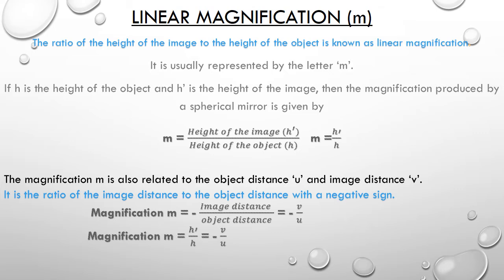Also, the magnification m is related to the object distance u and image distance v. So we can also have another formula, where it is defined as the ratio of the image distance to the object distance with a negative sign. That is m is equal to minus v by u. So we have mainly two equations to find the magnification. Let us write it together. Magnification m is equal to h dash by h is equal to minus v by u.